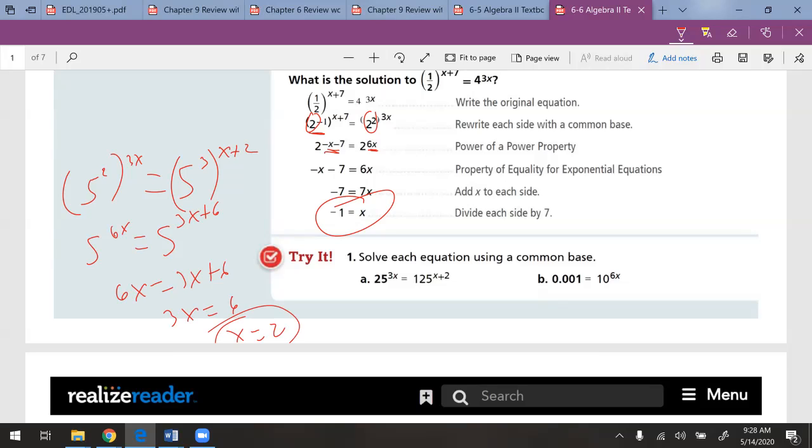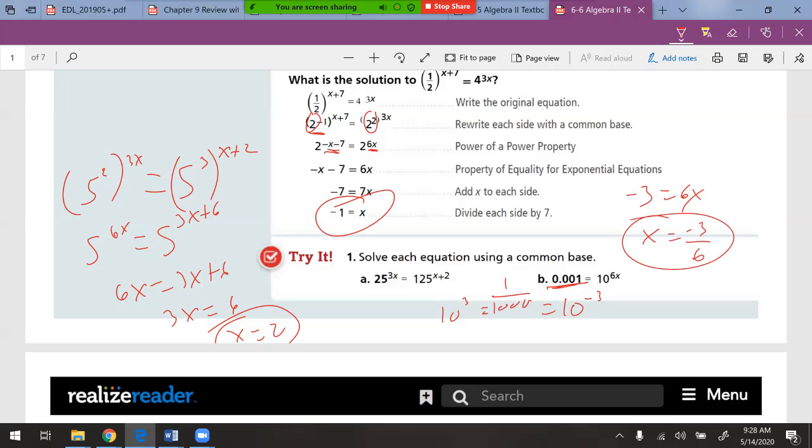That simple. 0.001 is 1 over 1,000, which means it's 10 to the negative third power, because 1,000 is 10 to the third power. So since the bases are the same now, negative 3 equals 6x. X equals negative 3 over 6, or negative 1/2, your choice. There should be no questions in this.